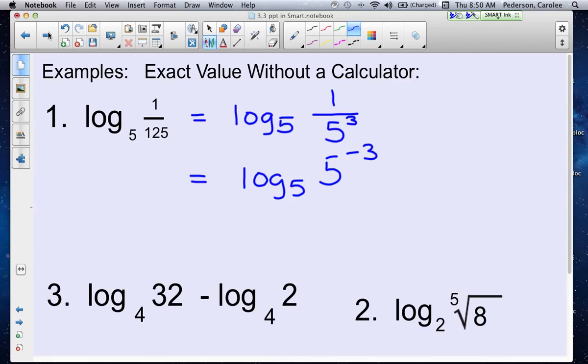So what will be my answer now? They are inverses of each other. -3. 3 is now negative because you had more. Yes, they inverse each other because I have a logarithm of base 5 and I have an exponential of base 5.